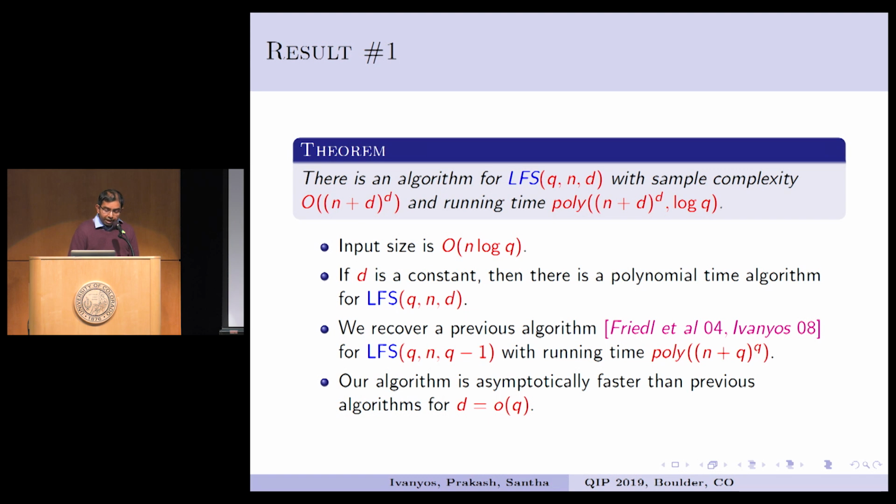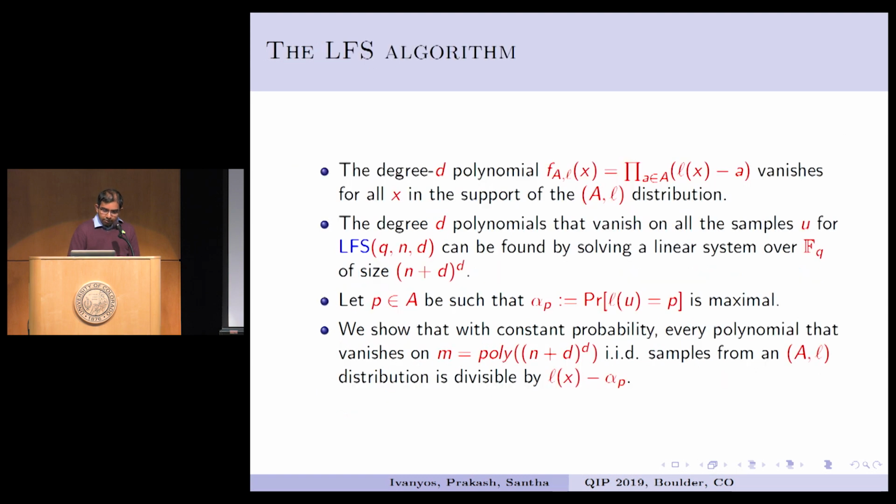Okay, so now I'm going to describe the idea for this LFS algorithm. The first observation is that there is a degree d polynomial which vanishes for all x in the support of an AL distribution. Remember that in an AL distribution, L(x) can take exactly d different values. If you take the product of L(x) minus a for all the possible values it can take, then this is a polynomial of degree d, and it vanishes for all x in the support of the AL distribution.